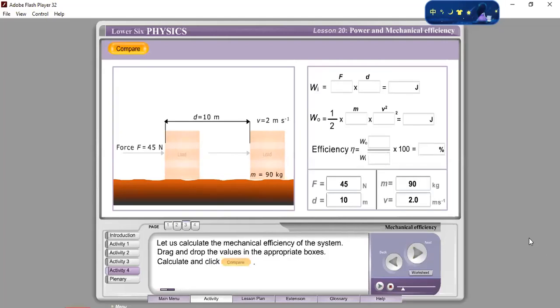Let us calculate the mechanical efficiency of the system. Drag and drop the values in the appropriate boxes. Calculate and click compare.